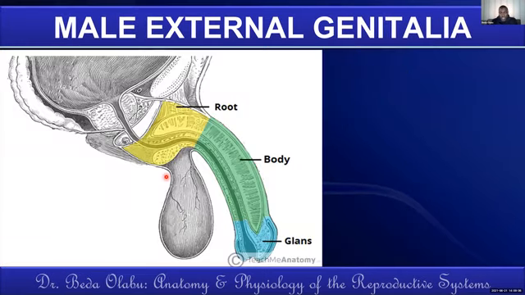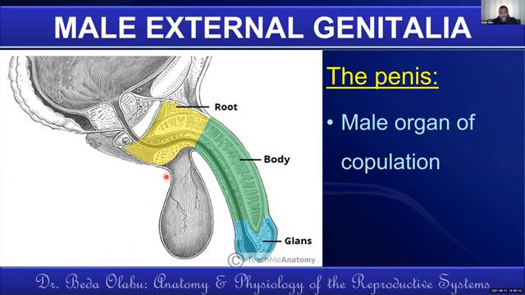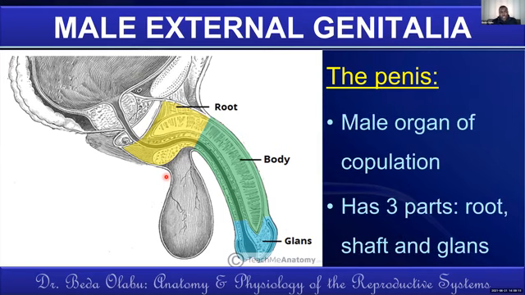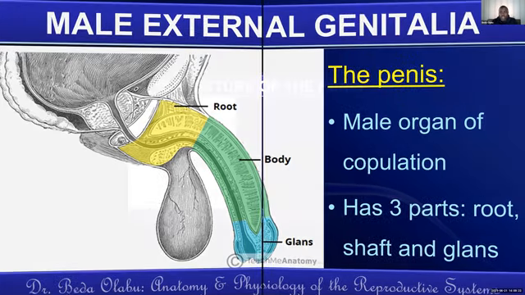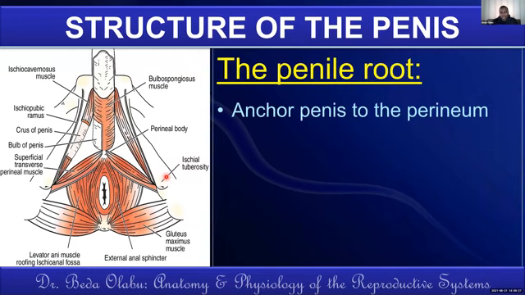Apart from the scrotum, we have the penis. The penis is basically the male organ of copulation. In terms of its structure, the penis has 3 parts. We have the root, the shaft, and the glans of the penis. The shaft is also what we call the body of the penis. Let's talk about the structure of the penis, starting with the root of the penis. The root of the penis refers to the part of the penis that holds the penis to the perineum.